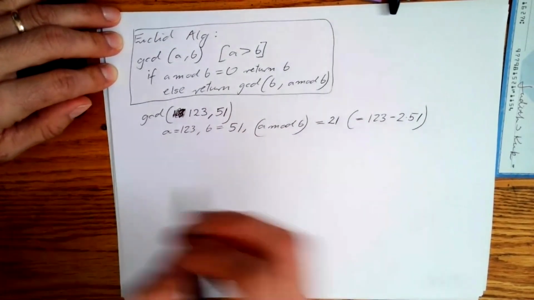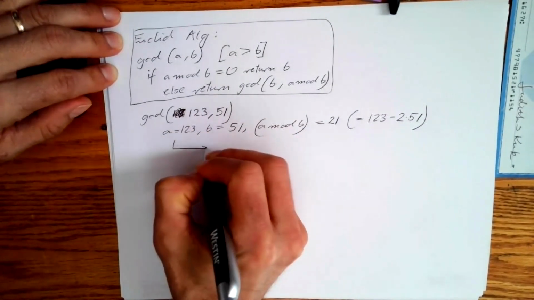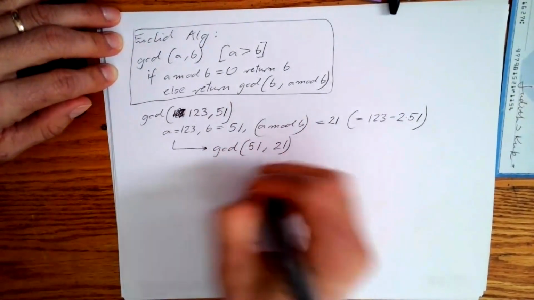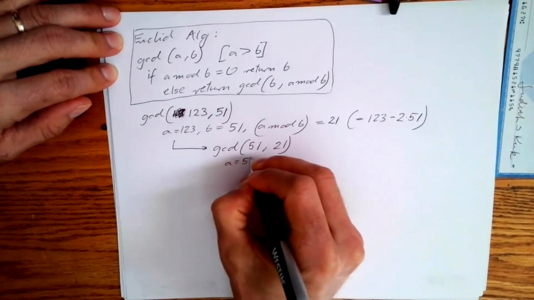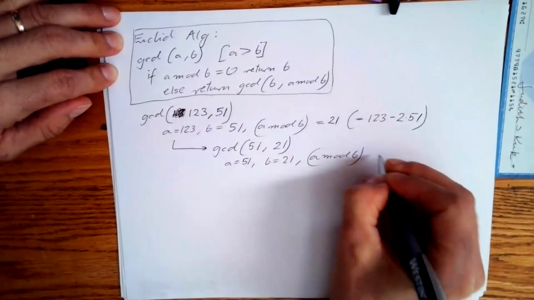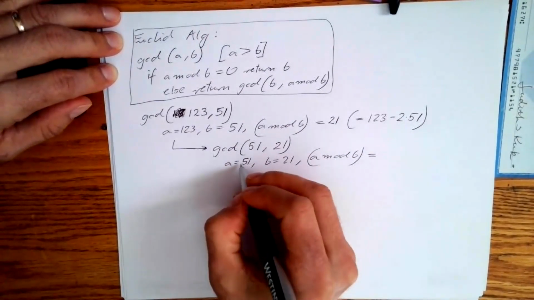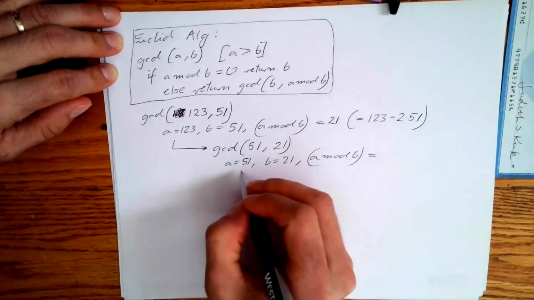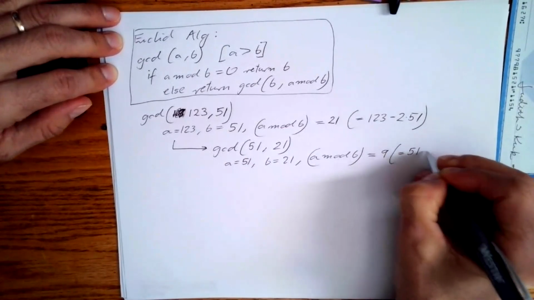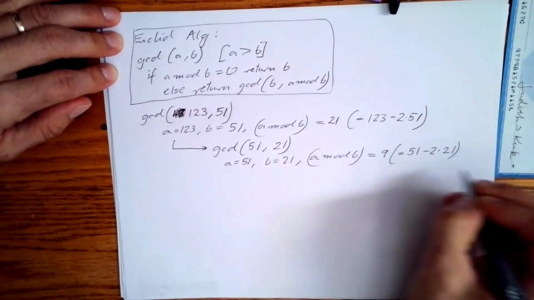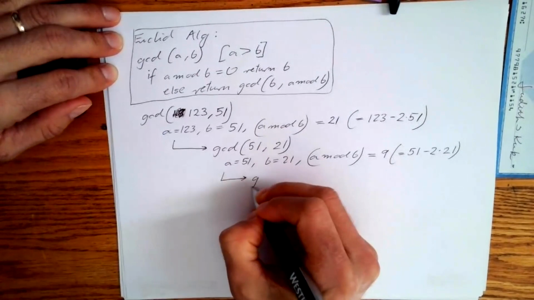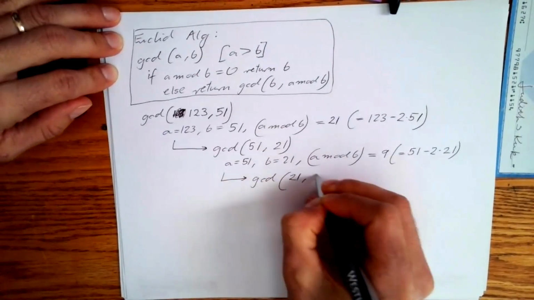All right. So then the next recursive call is going to be GCD of 51 and 21. So in this run, A is 51, B is 21, and A mod B will be what? The nearest multiple is 42, and 51 minus 42 seems to be 9, which is 51 minus, again, 2 times 21. 42, yeah, should be 9. So this is going to call GCD on 21 and 9.